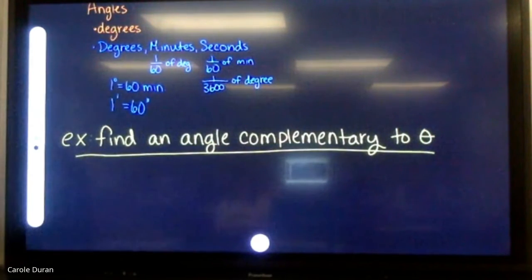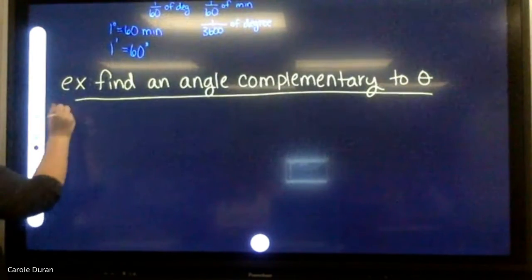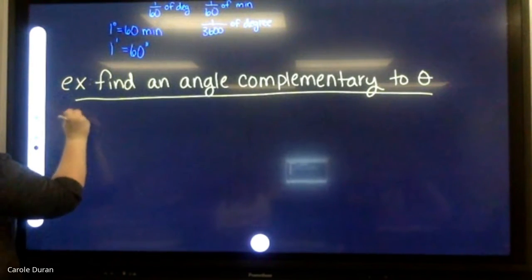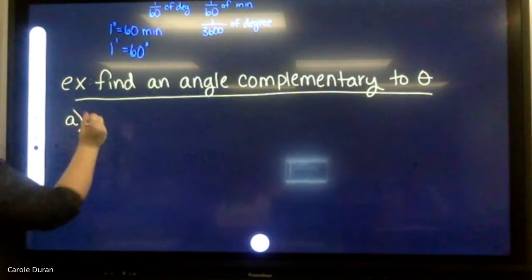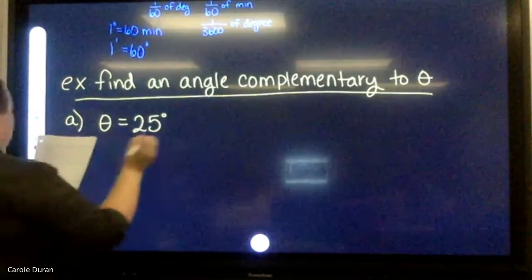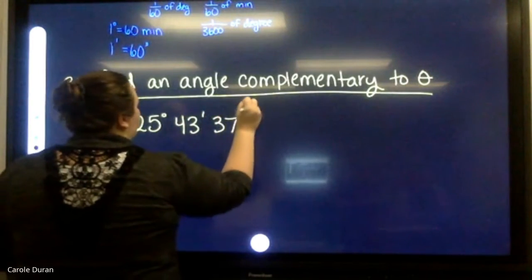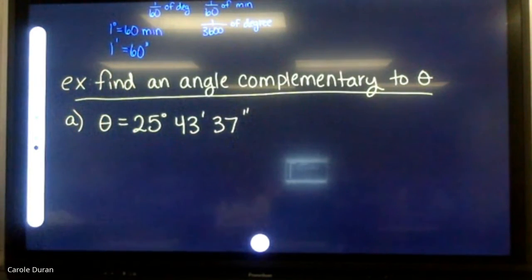So this is an example that's going to be using degrees, minutes, and seconds already given to us. We're going to be doing 2 of these. For the first one, which we're going to label A, let's assume that our angle is equal to 25 degrees, 43 minutes, and 37 seconds. And I would like to find an angle that is complementary to that.